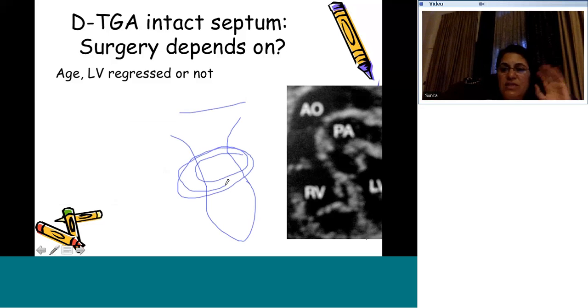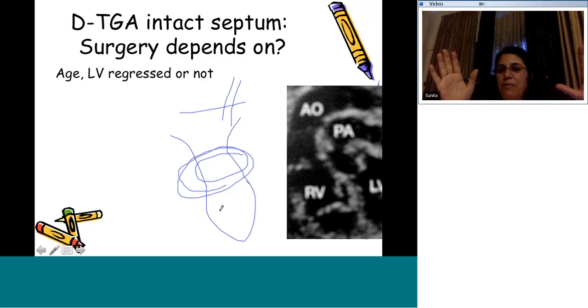Baby is already blue. It's TGA intact septum, he's very blue. Now you banded him. What will happen? He'll become more cyanotic. So typically the first stage of the two-stage is a PA band plus a BT shunt, or another option is a non-surgical option of just stenting the PDA.